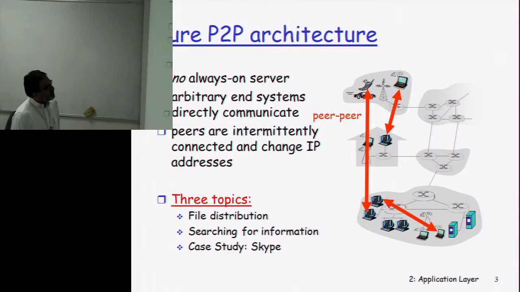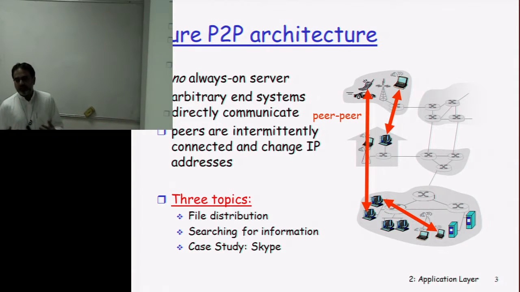Definitely the request will go through the intermediary routers, but the aim is that the application developed is basically point to point, because we don't need the services of any server for these types of applications, which are pure point-to-point applications. So no always-on server is required. In this case, arbitrary end systems will directly communicate with each other. That is why these are called point-to-point applications.